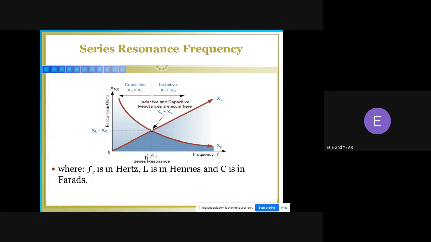From 0 to F0, the circuit will behave as a capacitive circuit. From F0 to infinity, the circuit will behave as an inductive circuit. So F0 you can call the resonance frequency. So here XL minus XC is the resonance value. The frequency at which both curves intersect is called the resonance frequency.